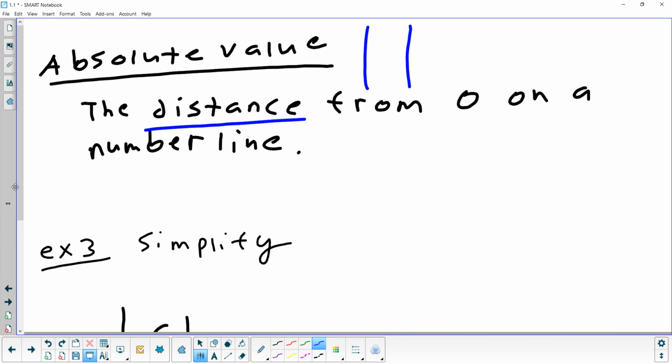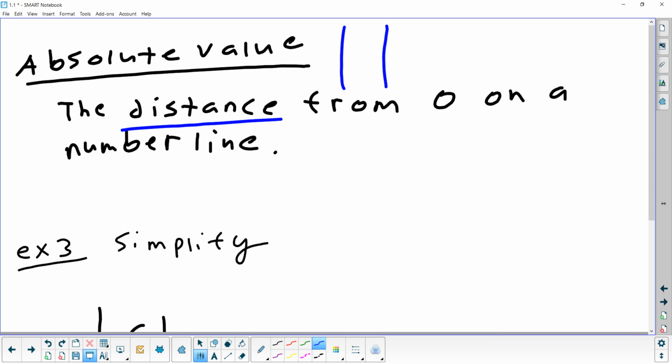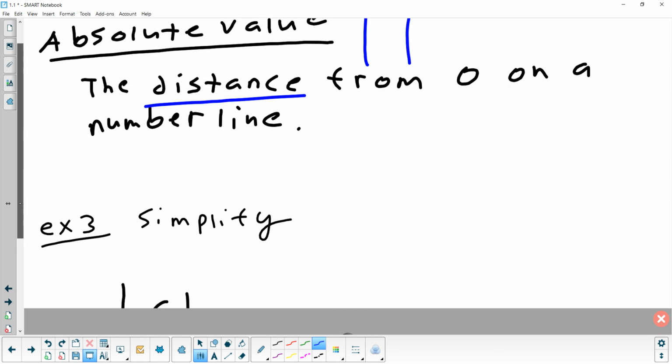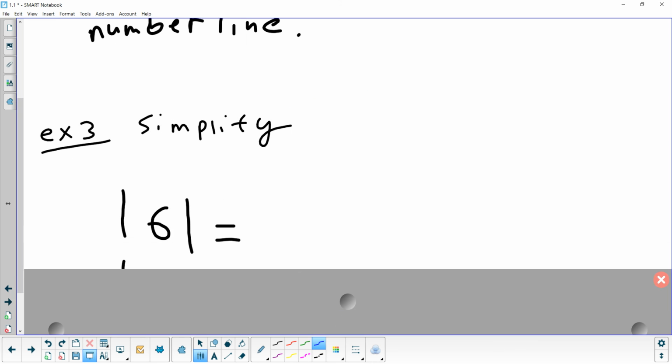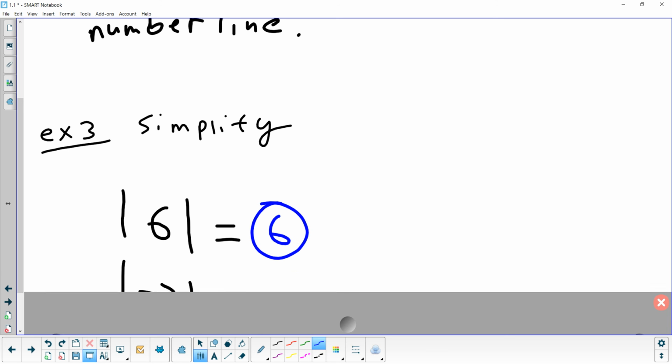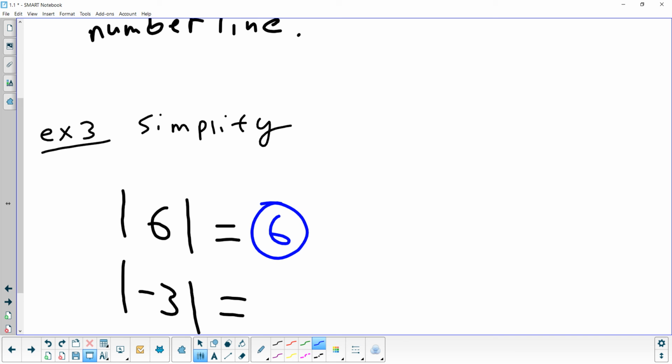So if I asked you, what's the absolute value of 6? Abigail, what's the absolute value of 6? 6. And Jack, what if I asked the absolute value of negative 3? 3. Any questions on that? All right.